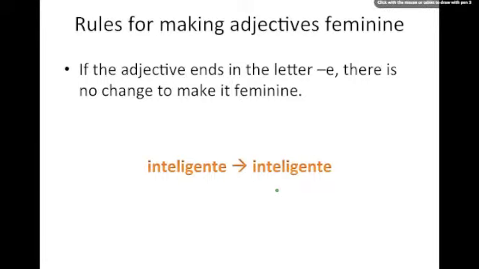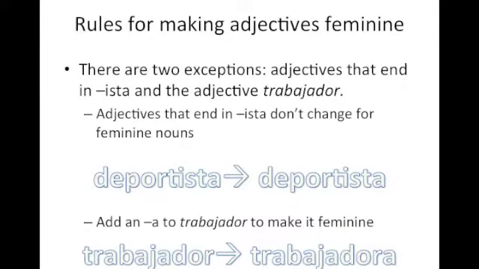For adjectives that end in the letter E, like inteligente, it's already in its feminine form. We make no changes whatsoever. We use inteligente to describe masculine nouns and inteligente to describe feminine nouns. We have two exceptions to our rule. The first exception are adjectives that end in ista, and the second exception is the adjective trabajador.